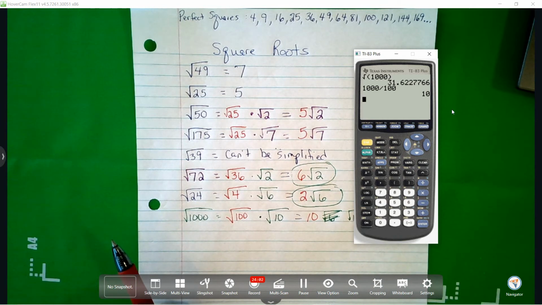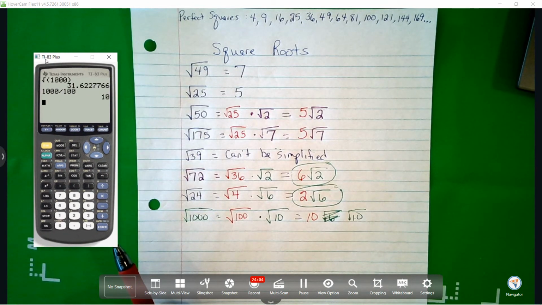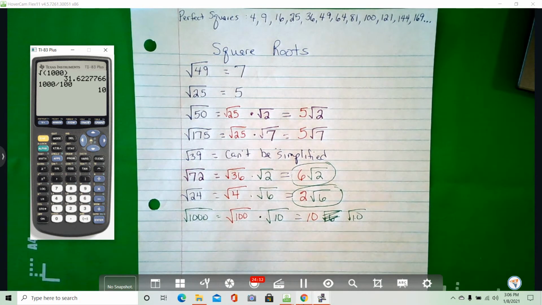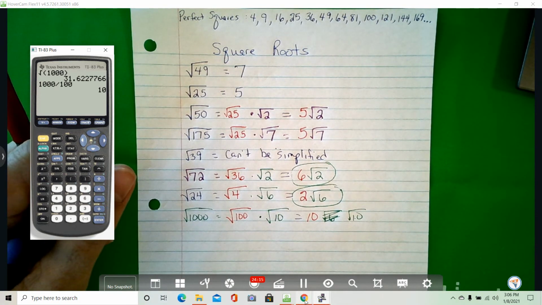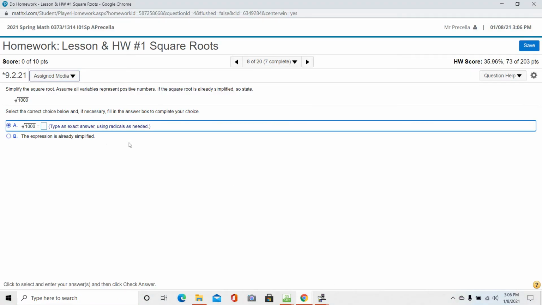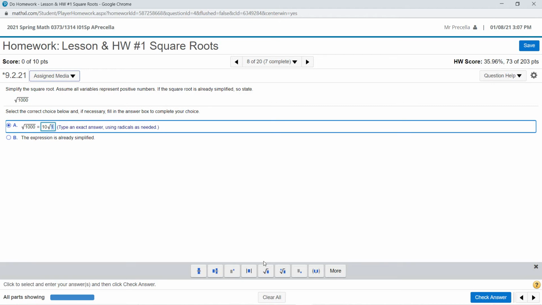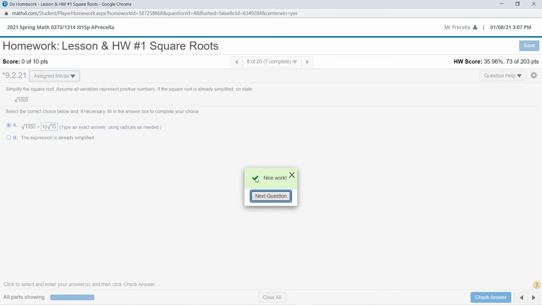Oh, let me move my calculator out of the way so I can see what I've written there. So it should be 10 square root of 10. That's what I'm going to punch in. Here, 10, hit the little square root, 10, and enter or check. Okay.